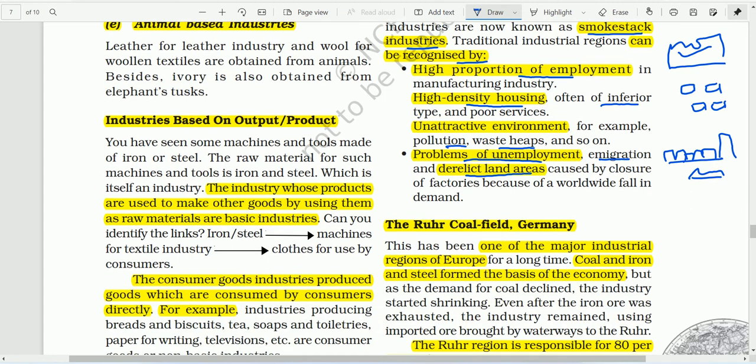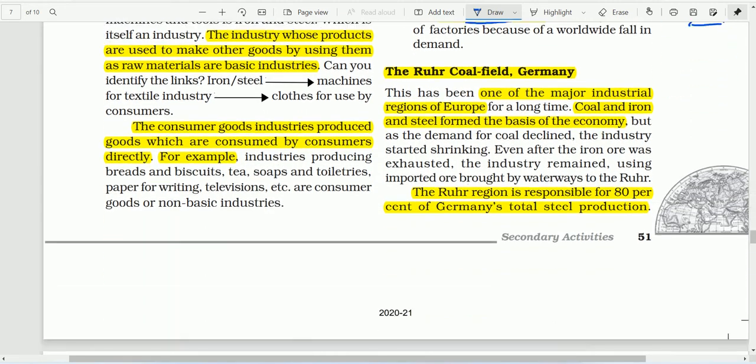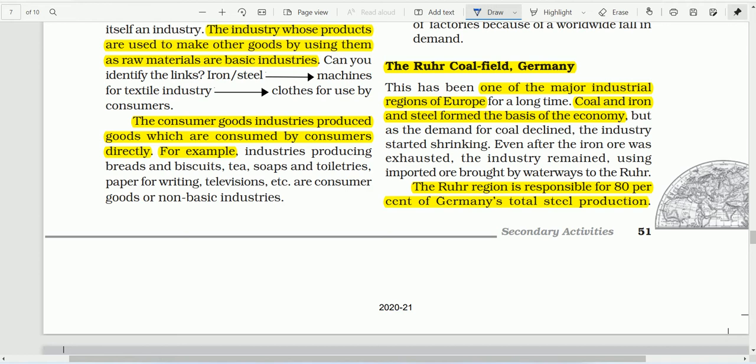Okay, any questions, boys and girls? No, sir. Okay, good. Then now let us discuss it with examples.